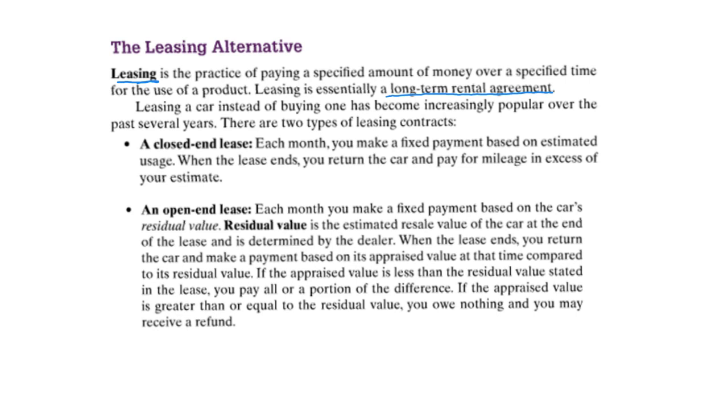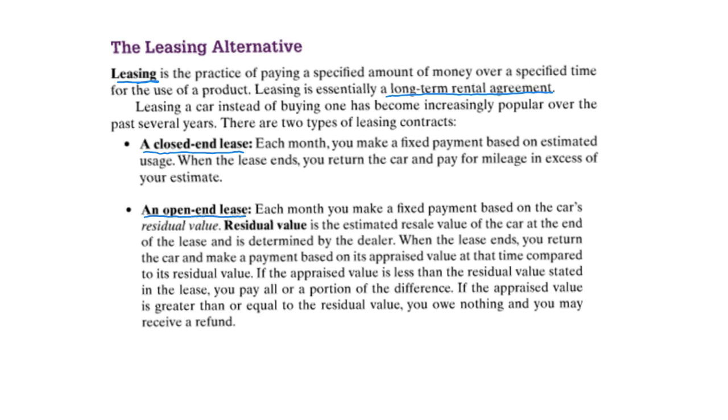We have two types of leasing contracts. We have a closed-end lease. This one is when you make a fixed payment estimated on your usage of the vehicle. At the end of the lease, you return the car and you pay for any mileage in excess of what was agreed upon on the estimate. Closed-end lease.